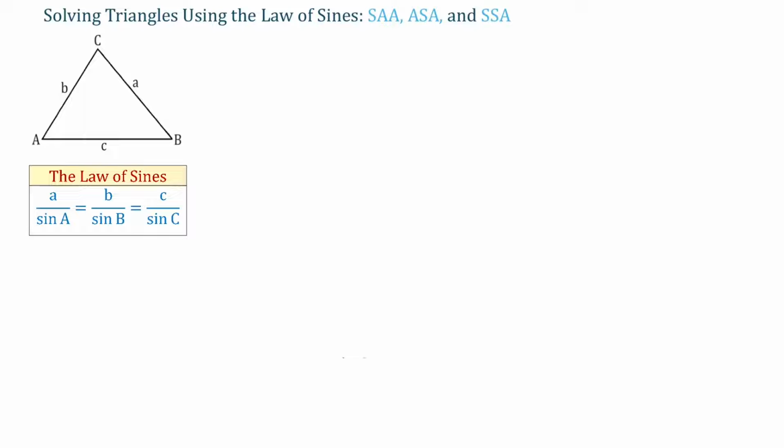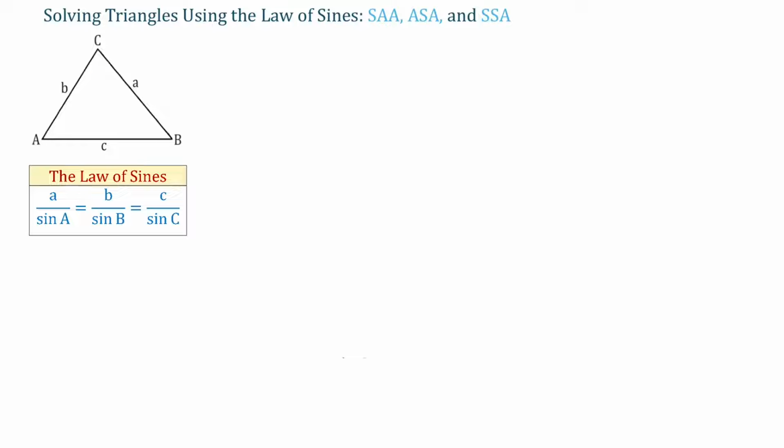Hello! Given an oblique triangle with the sides a, b, and c, and the angles A, B, and C, the law of sines states that side a over sine of angle A equals side b over sine of angle B equals side c over sine of angle C.